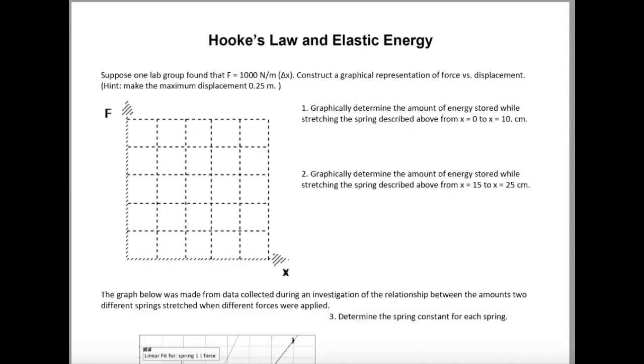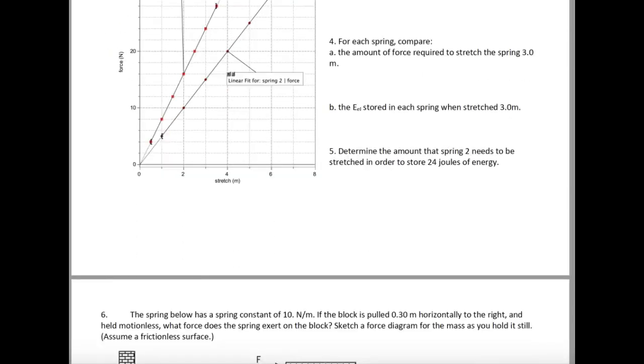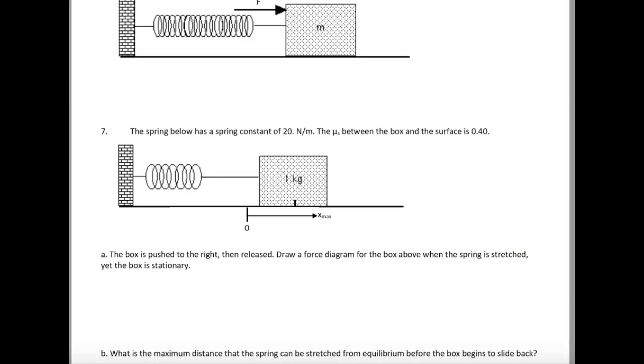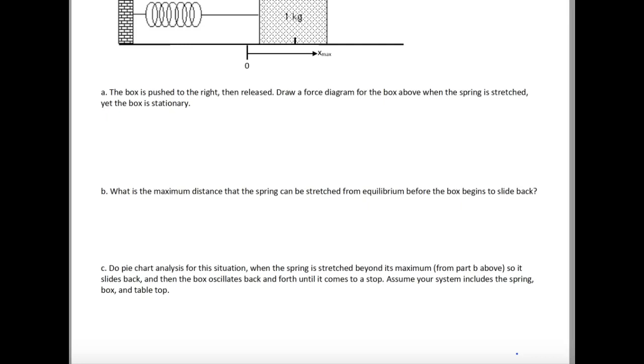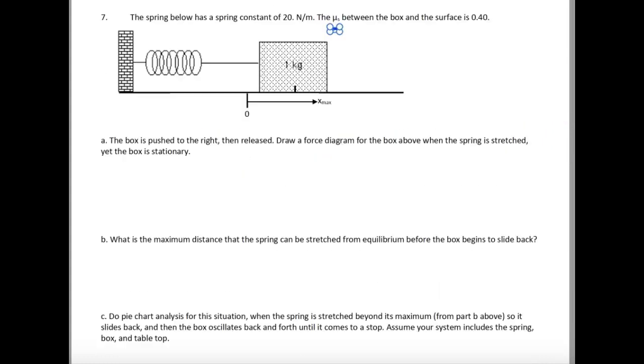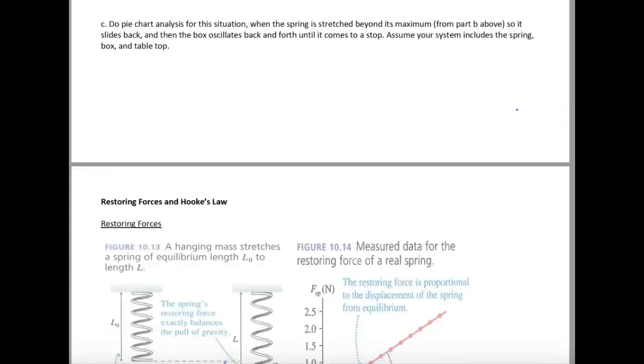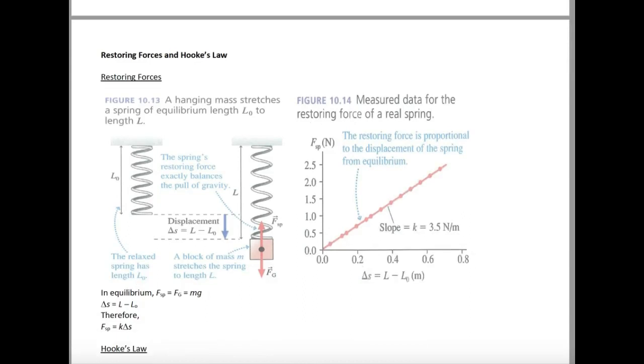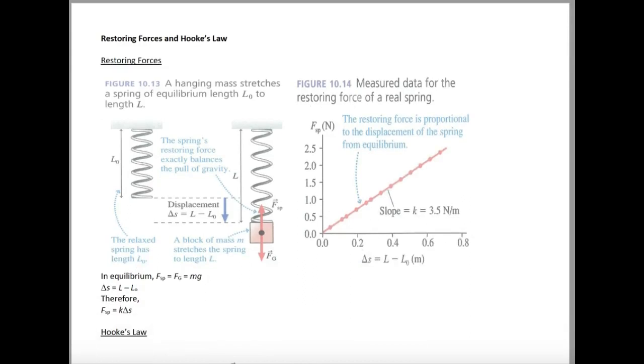If we take a look at the next thing, this is all about Hooke's law and elastic energy. I will put the solutions to this on Canvas so that you can see them. It's a pretty nice little worksheet that we did in AP Physics 1. It goes through and really helps you define and remember all the things that go along with this. It even includes a little bit of static friction so that you can see how that affects the system. This next part is on restoring forces and Hooke's law.